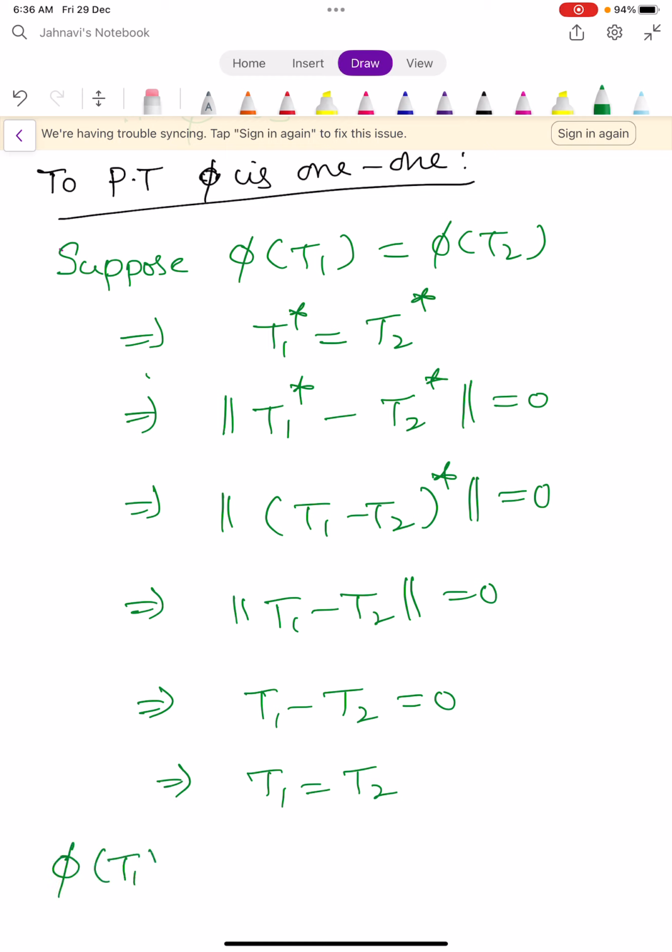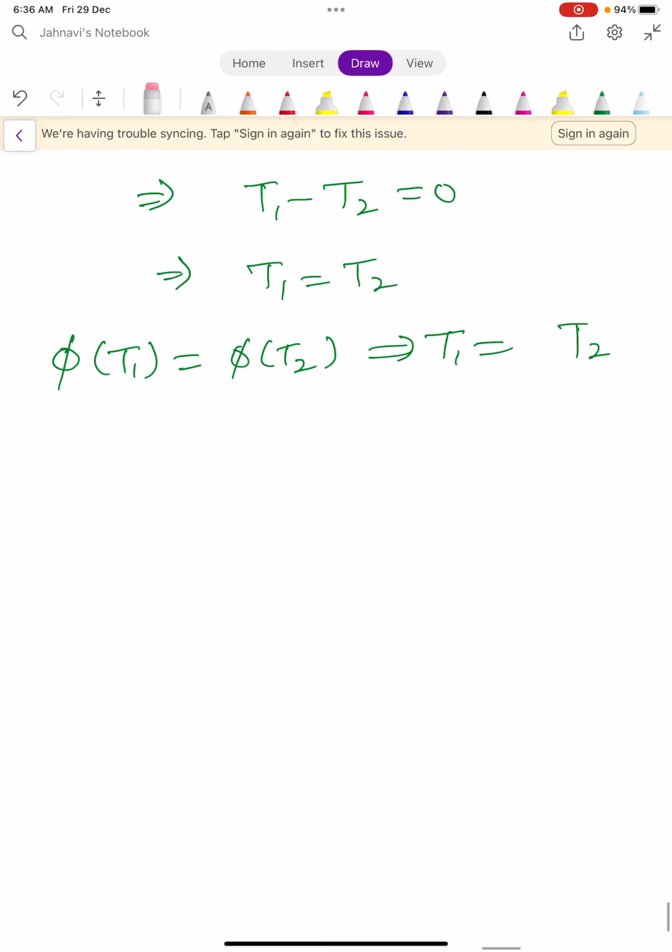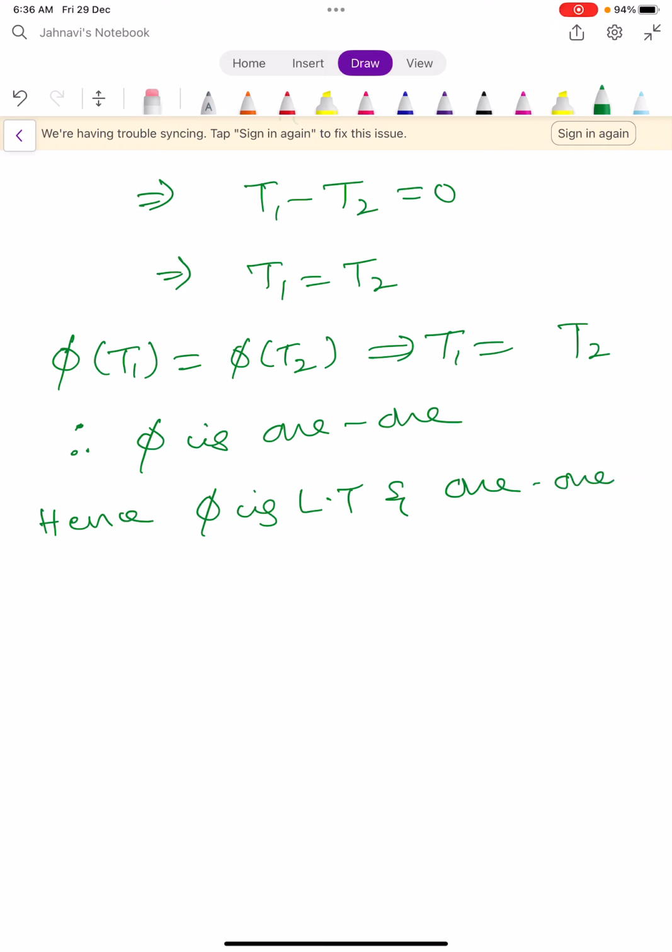Therefore, pi of t1 is equal to pi of t2 implies t1 is equal to t2. Therefore, we conclude that pi is 1 to 1. Hence, pi is a linear transformation and 1 to 1. Therefore, pi is an isometric isomorphism. That's it.